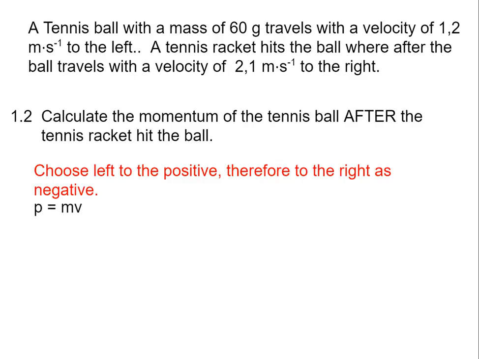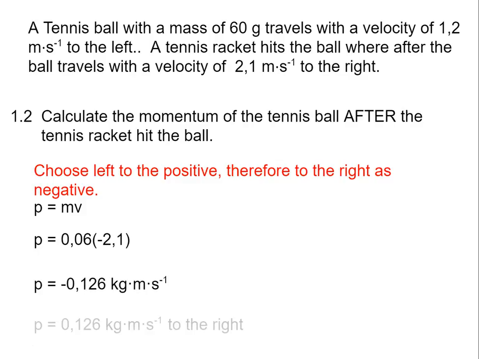I write down the equation that I use, I substitute the values, I converted my mass. My velocity is now a negative number because it's moving to the right. And then if I calculate that, this will give me a negative number, but I cannot keep the negative number in my final answer. I must interpret that negative sign as a direction. So my final answer will be 0.126 kilograms meters per second to the right.